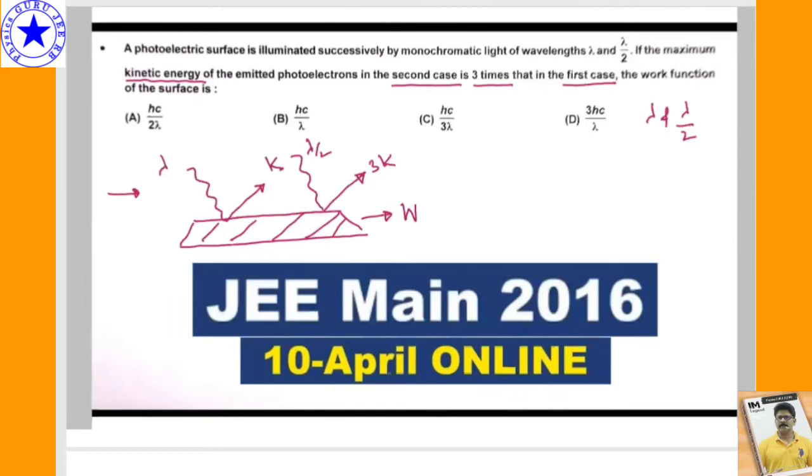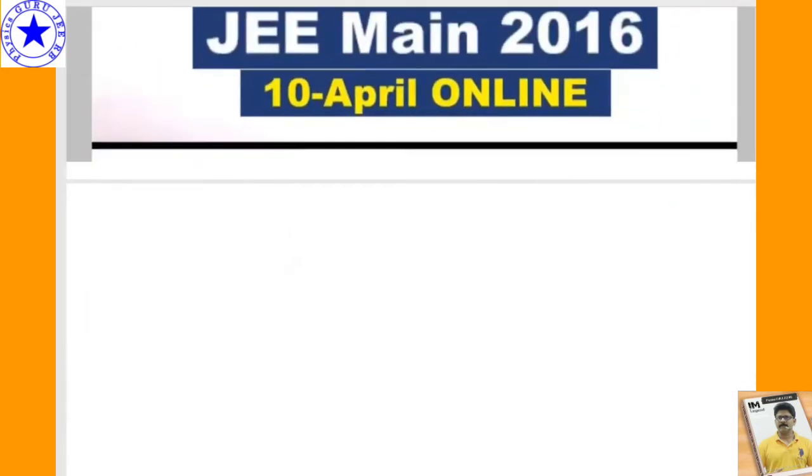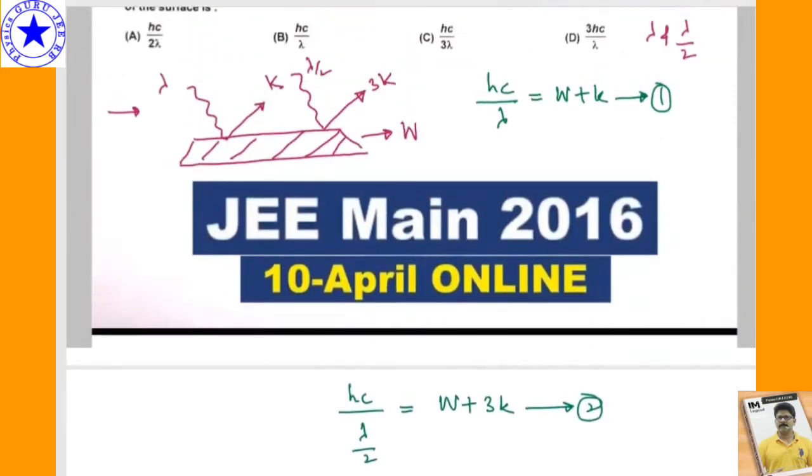Now the equation: hc by lambda equals W plus kinetic energy, equation number 1. Similarly, equation 2: hc by lambda by 2, the second wavelength, equals W plus kinetic energy 3K. So this is equation number 2. Equation 1 and equation 2.